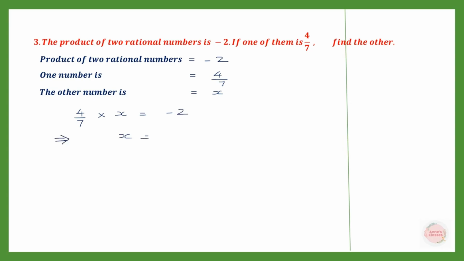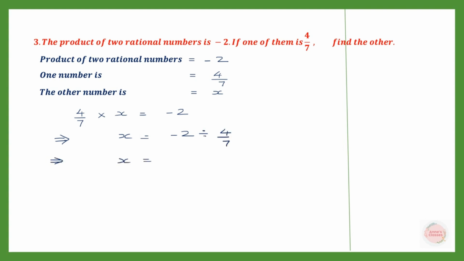X is equal to, we write minus 2 here and we are going to transpose this 4 by 7 to the right hand side because it's multiplication here. When it goes there it becomes division. So this is divided by 4 by 7.